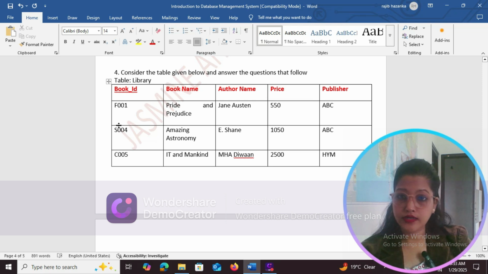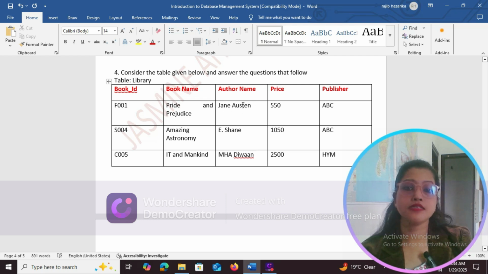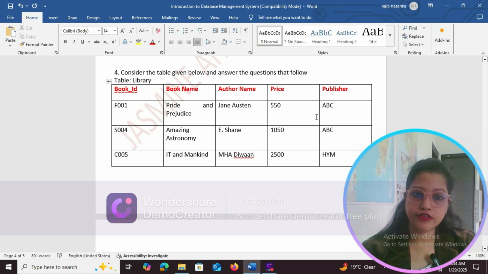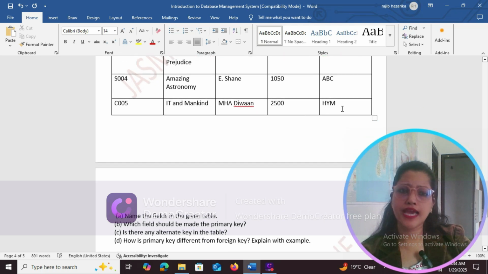So in book ID F001, S004, C005, and book name Pride and Prejudice. Author name is Jane Austen. Price is 550 and publisher is ABC. That means book ID F001, the name of the book is Pride and Prejudice. Okay, and it is written by whom? The author name is Jane Austen, and the price is 550 and the publisher is ABC. Similarly, S04 for Amazing Astronomy, E Shane, then 1050, ABC. Then IT Mankind, MHA Diwan, 250 and HYM.